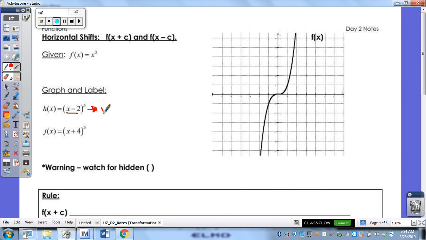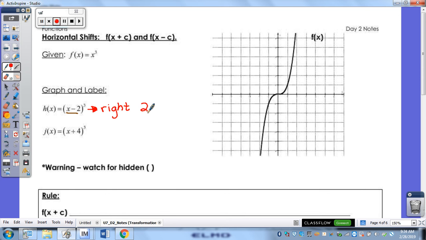If you are subtracting, that means you're going to move to the right 2. Because the way these equations are written is it's x minus h, so it's always the opposite of whatever that value should be.